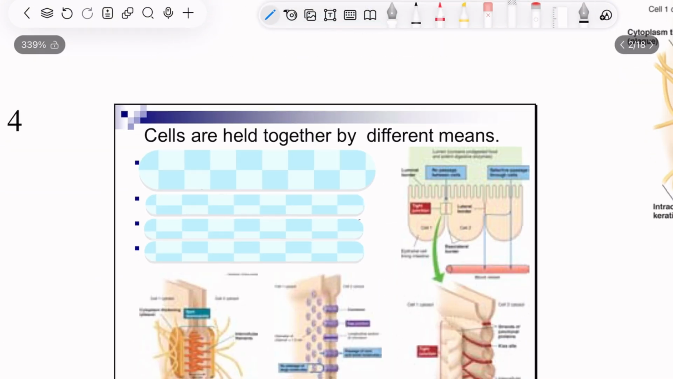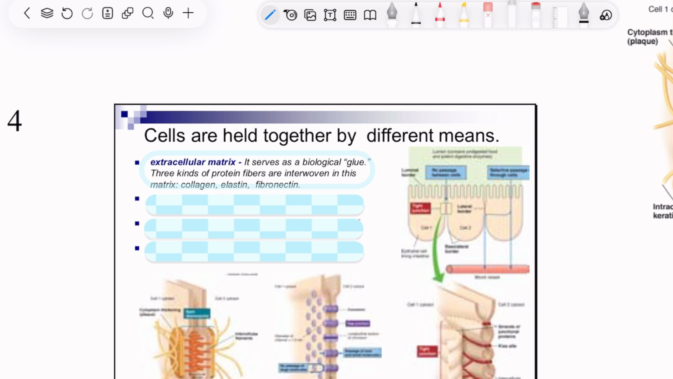Cells are held together by different means. Extracellular matrix serves as the biological glue. There are three kinds of protein fibers that are interwoven in this matrix. It is collagen, elastin, and fibronectin.